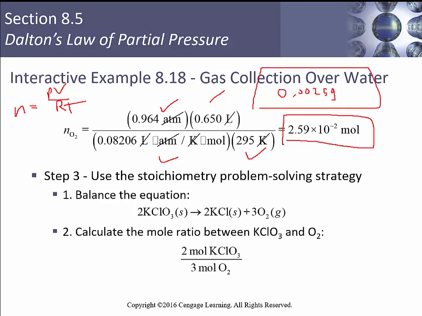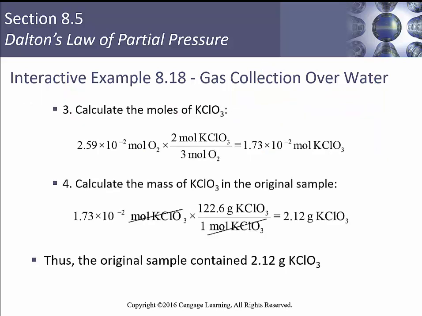Now that we've got the number of moles, we can do our stoichiometry. So we're going to balance our chemical equation. So it's 2 KClO3 gives me 2 KCl and 3 O2. We're going to calculate the mole ratio between the potassium chlorate and the oxygen. It was a 2 to 3 stoichiometry. We know that we've got 2.59 times 10 to the minus 2 moles of oxygen. We'll use our 2 to 3 stoichiometry, and we get 1.7 times 10 to the minus 2 moles of potassium chlorate.